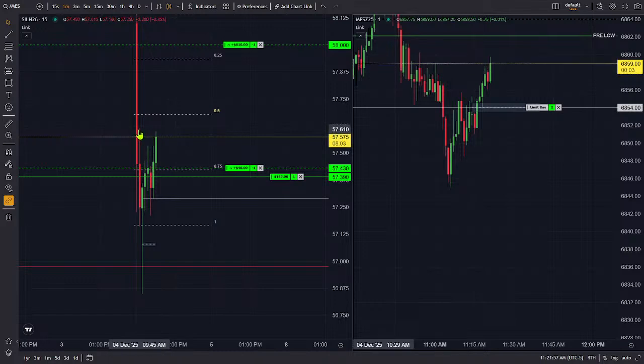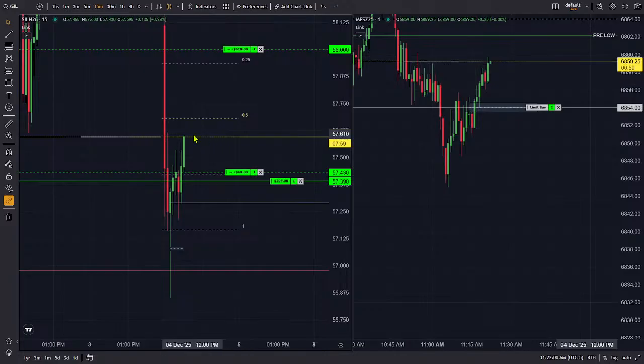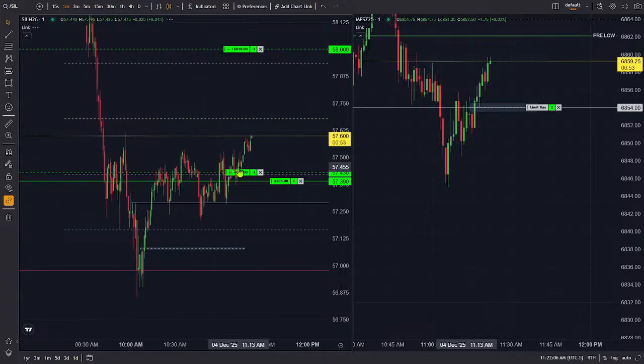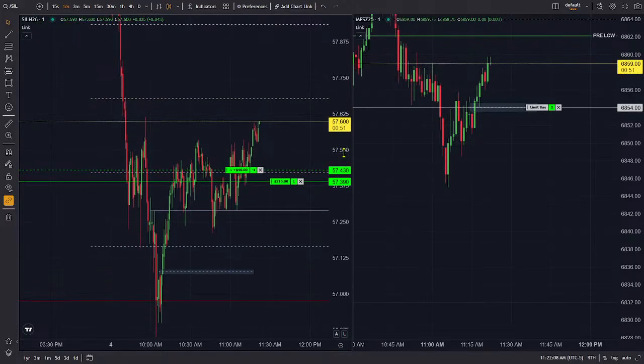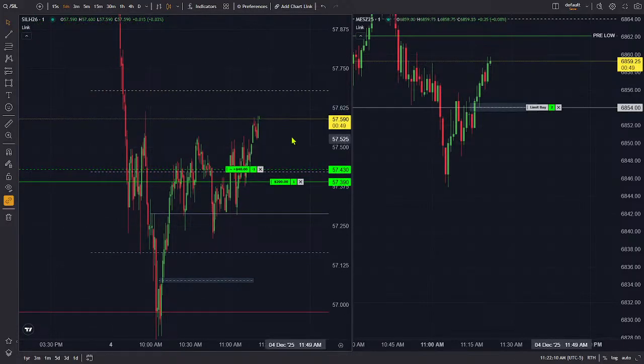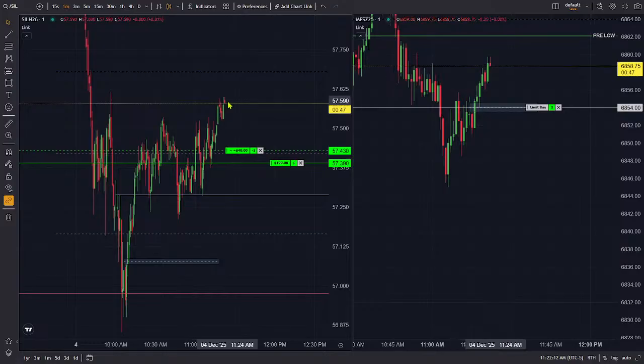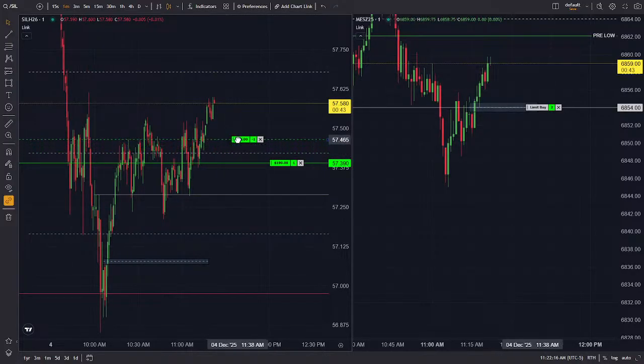Silver's about to take that high right there. There we go. Let's get over to a smaller time frame here. Let's see what happens when it takes it. We have two fair value gaps pushing up. So I'm going to put this one at the base of that guy.